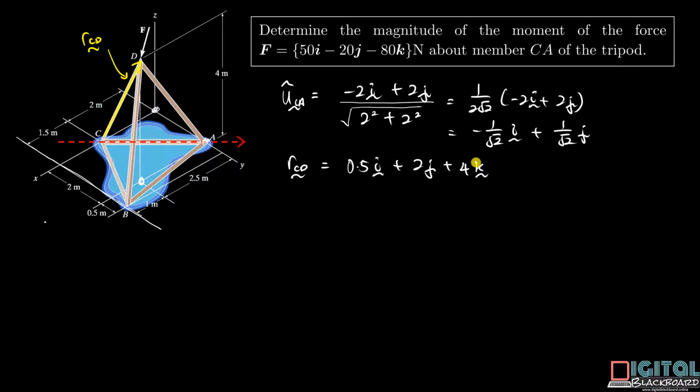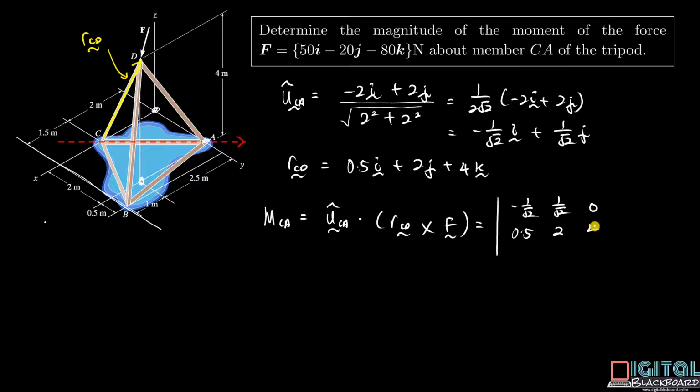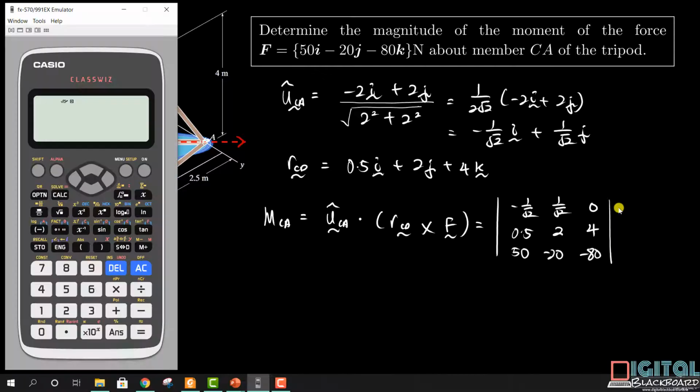The next step is to simply compute the moment about CA, which is given by the unit vector CA cap dot RCD cross F. And this is simply equal to, if we substitute our previous unit vector, minus 1 over square root 2, 1 over square root 2, 0, 0.5, 2, 4, and then for the F vector given in the question, 50, minus 20, minus 80. Here you can use a calculator to compute the answer.